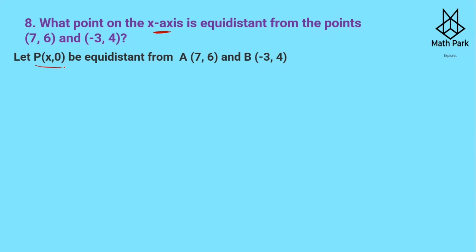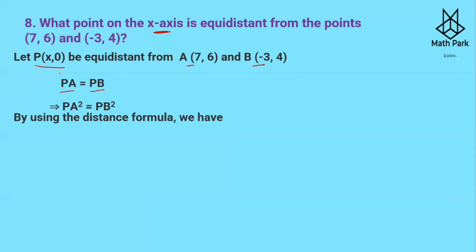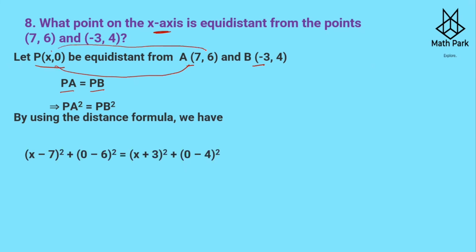So let P(x, 0) be equidistant from A(7, 6) and B(minus 3, 4). So equidistant, we have AP is equal to BP. Since it is under the square root, we will square both sides. Use the distance formula and find the distance. We have (x minus 7) the whole square plus (0 minus 6) the whole square for AP square. For BP square, again we have x minus of minus 3, which becomes (x plus 3) the whole square, and (0 minus 4) the whole square.